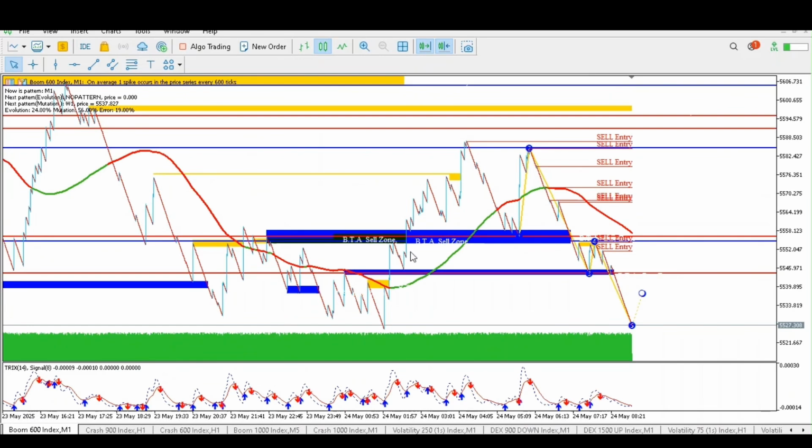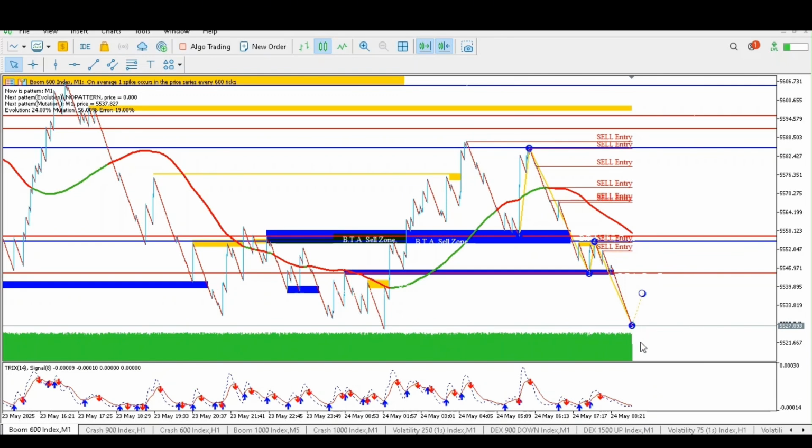So we check again on boom 600. This is boom 600, right? And usually when it reaches an area like this, you have to know that there is resistance. And now it has got only one unshaded node. So there is a possibility that boom 600 will give a spike.